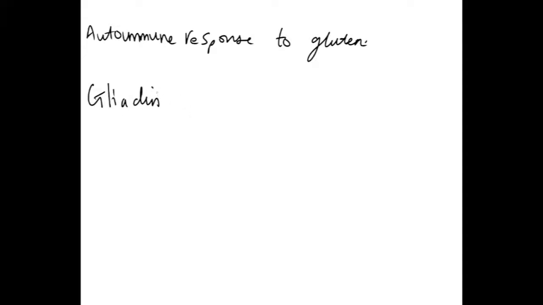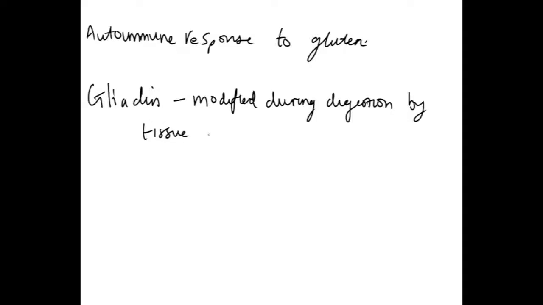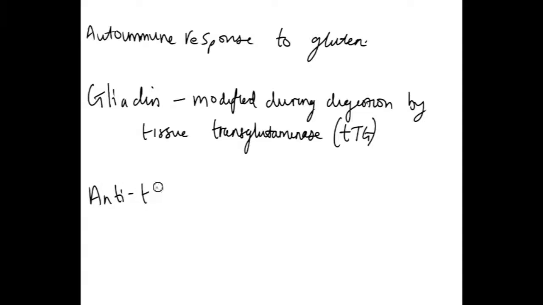So, it's due to gliadin, which is a part of gluten along with glutenin, but the point is, gliadin is modified during digestion by an enzyme called tissue transglutaminase. This leads to basically the formation of this certain complex made of TTG and gliadin. And these people with celiac disease have an anti-TTG antibody, and it will act on this complex and cause these intestinal symptoms from intestinal damage.